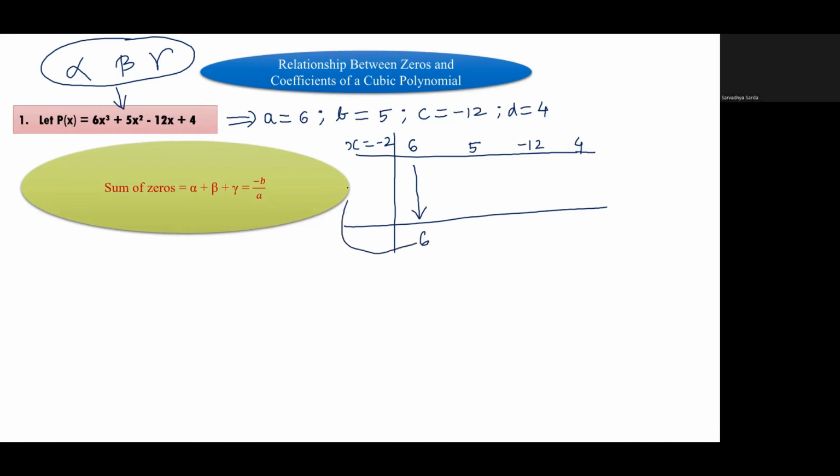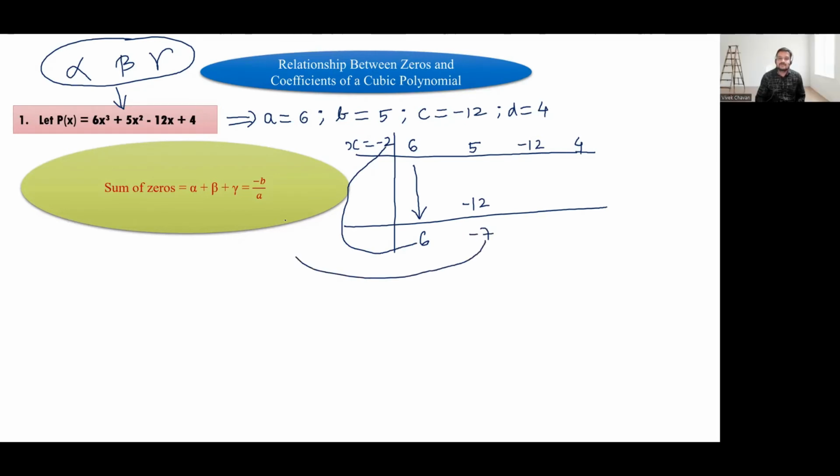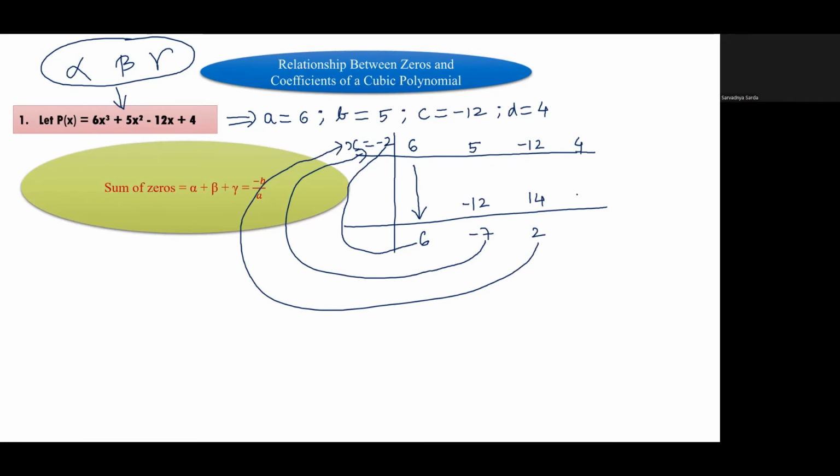Then we will multiply 6 with minus 2, and we'll get minus 12. On equating minus 12 and plus 5, we get minus 7. Then we will multiply minus 7 by minus 2, so we get 14. On equating 14 with the minus 12, we get 2. Multiplying 2 and minus 2, we get minus 4. And here we get 0.